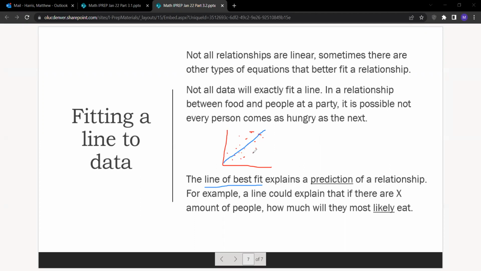And so all of these dots here would be examples. So this could be a time that like 3 people came to a party and they had 1 bag of chips. Or this could be an example where 8 people came to a party and they used 8 bags of chips, right? It just really depends. We put all that together and we get our line of best fit.